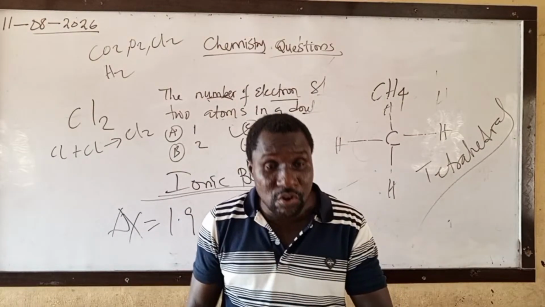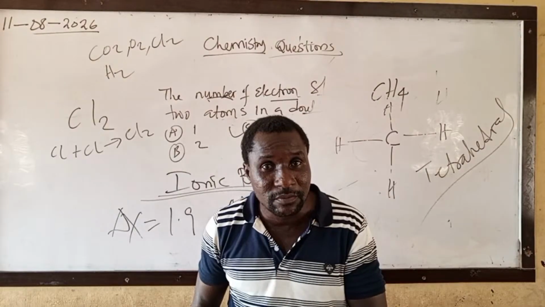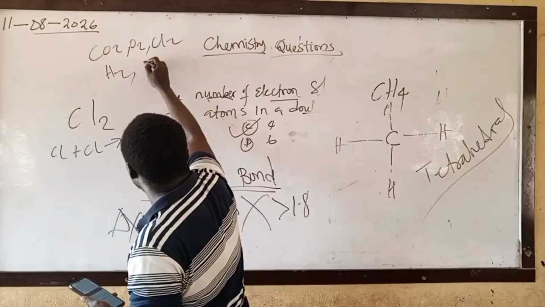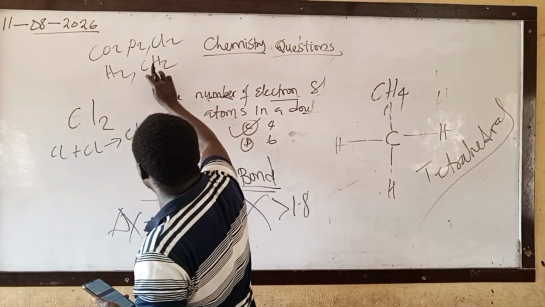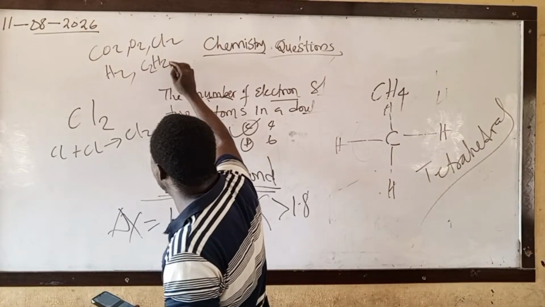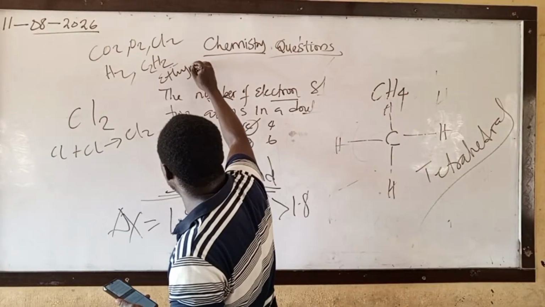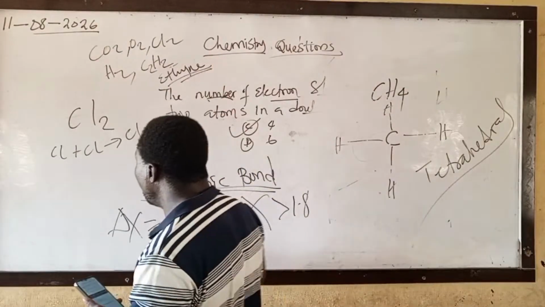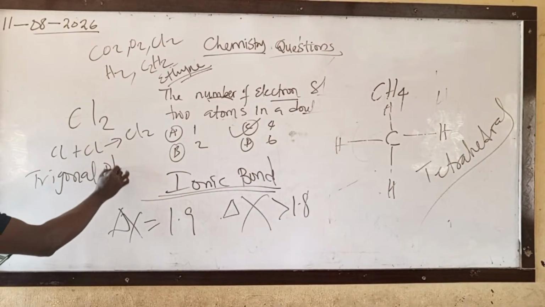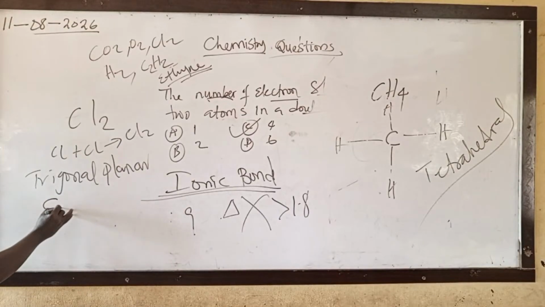Trigonal planar. Example of trigonal planar? Let me write it. This one too, ethyne, C2H2, is linear in shape. Trigonal planar in shape. Example of trigonal planar is what?